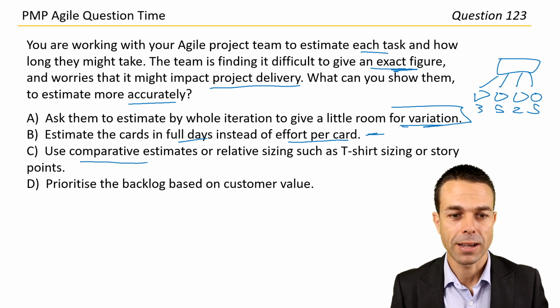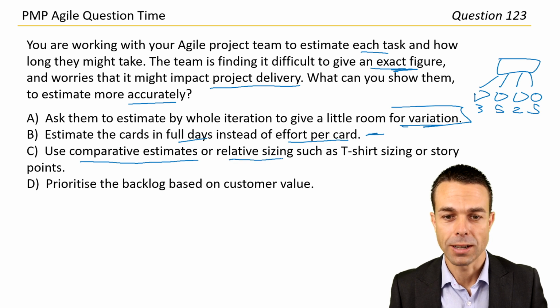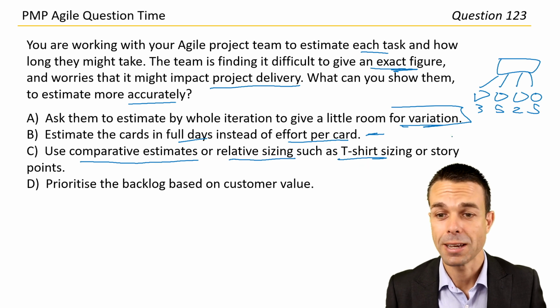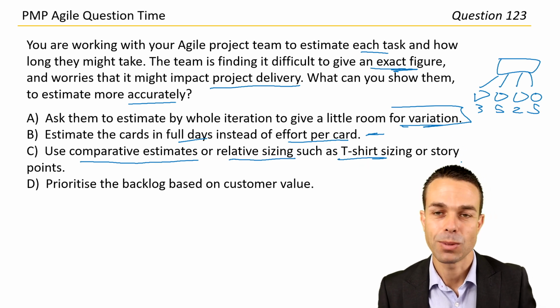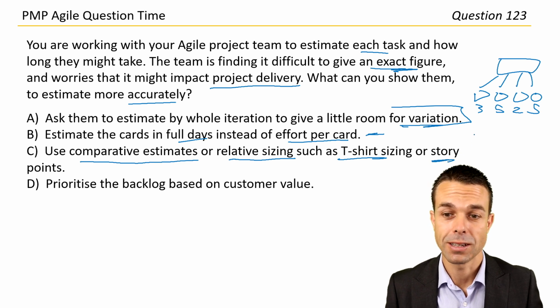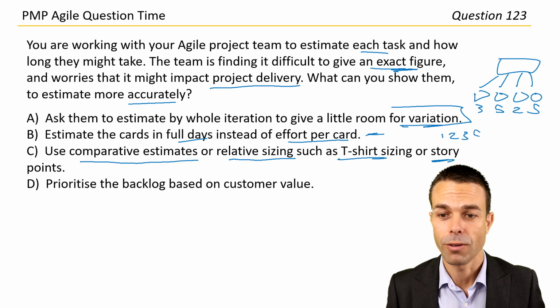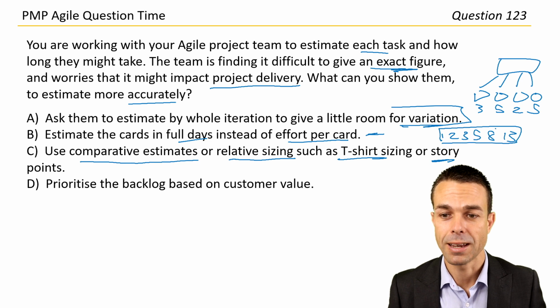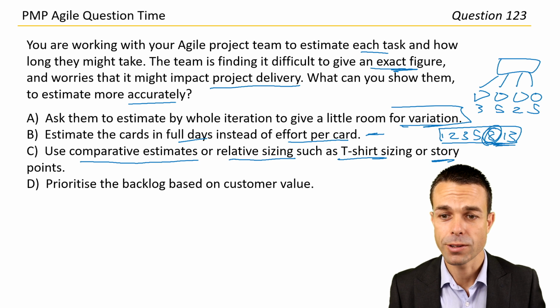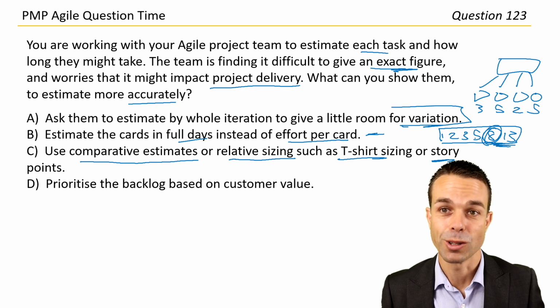Use comparative estimates or relative sizing, such as t-shirt sizing or story points. So relative, and yeah, that's exactly it. When we're estimating, it doesn't have to be exact, but it just gives us a broad idea. So story points would usually be in the Fibonacci sequence, so 1, 2, 3, 5, 8, 13, and usually if something's bigger than 8, we want to break it down. So 8 or 13, can we break that down into smaller stories?